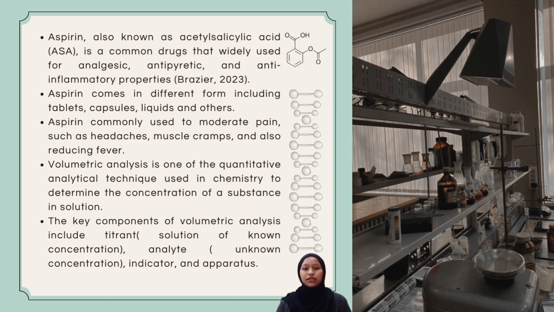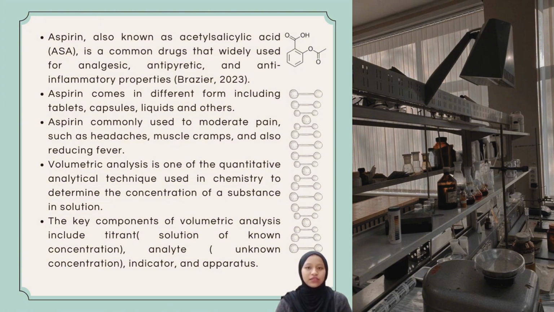An analgesic is a type of medication that is used to relieve pain. They are used for moderate pain such as headache and muscle cramps. An antipyretic is a type of medication that is used to reduce fever. It is effective in reducing fever by acting on a part of the brain that regulates body temperature.